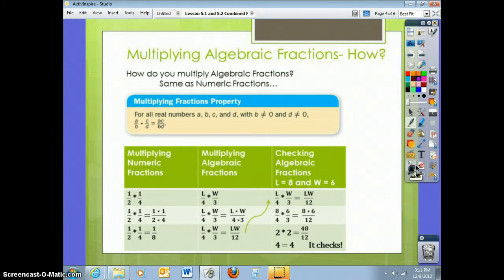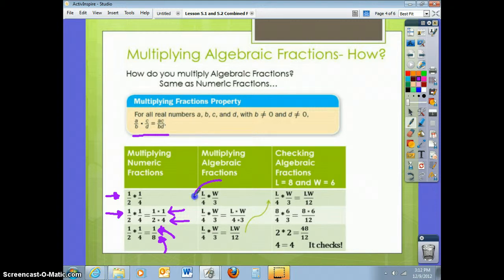Okay, multiplying numeric fractions. You have a very simple one here of 1/2 times 1/4. And as we said, the property says you multiply the two numerators and you multiply the two denominators. So the numerators, 1 times 1, and the denominator, 2 times 4. So in the numerator you get 1, and in the denominator you get 8. And that's something you've been doing for many years now.